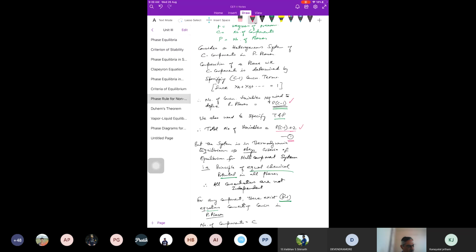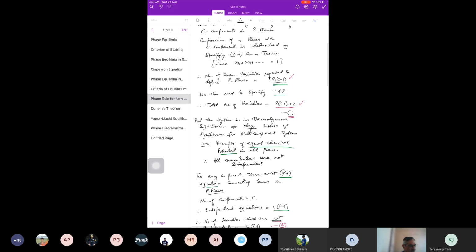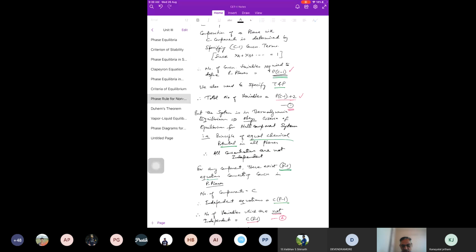समझ में आया equation 1? Any doubts on equation 1? Okay. There are no doubts. Let's move. But the system is in thermodynamic equilibrium. That means it obeys the criteria of equilibrium for multi-component system, which we just saw. That means the principle of equal chemical potential in all phases. Right? अगर कोई भी system लिया हमारा तो chemical potential same रहना चाहिए for each component in all the phases.